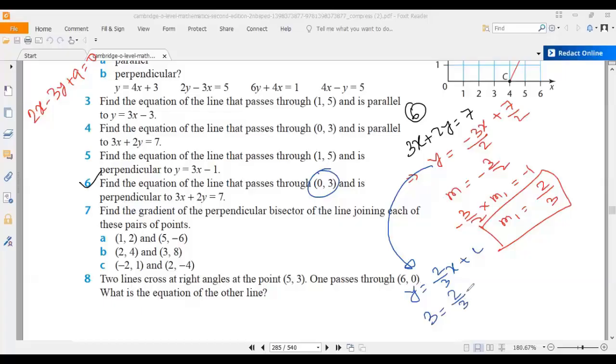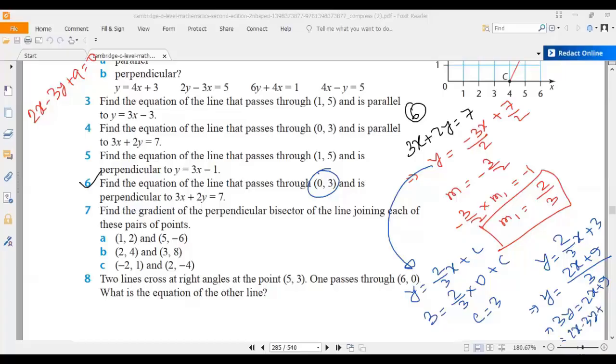Instead of x we can put 0. Then what will be the value of c? That is 3. So the equation of the perpendicular line of this one will be y equals 2 by 5x plus 3. Taking 5 as the LCM, 5y equals 2x plus 15. So if I move 5y to this side, we can write 2x minus 5y plus 15 equals 0. Look here, both ways we get the same answer. So this is a very interesting way to solve this problem.